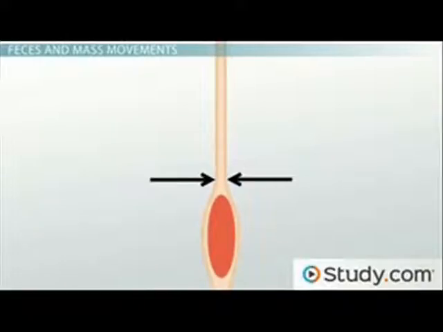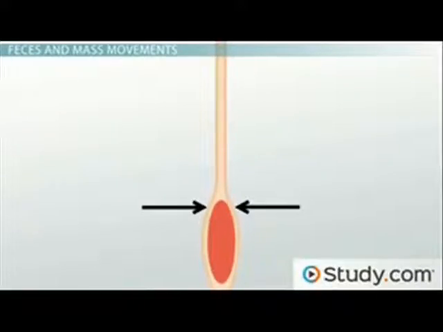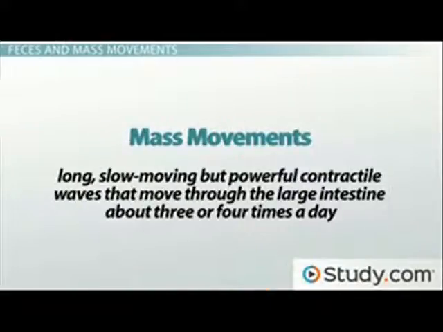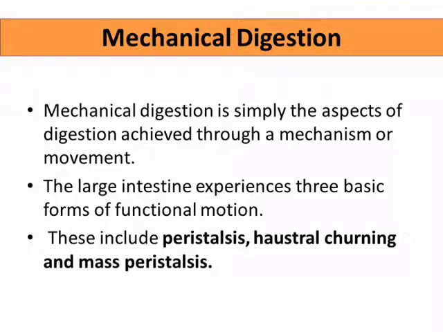Instead of peristalsis as the main form of food propulsion through the large intestine, we see something called mass movements. Mass movements are long, slow-moving but powerful contractile waves that move through the large intestine about 3 or 4 times a day. Based on the previous explanation, the process in the large intestine involves mechanical digestion. Now we would like to explain more about the mechanical digestion.